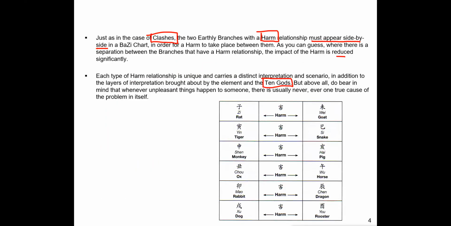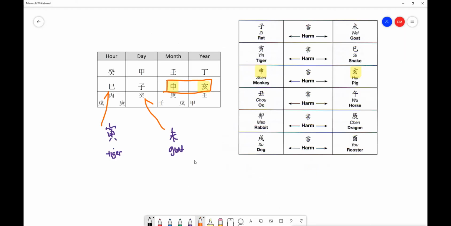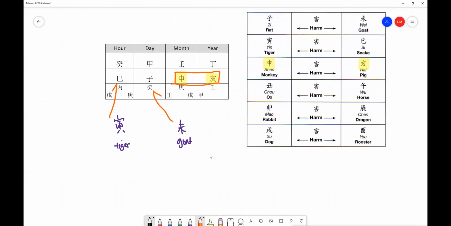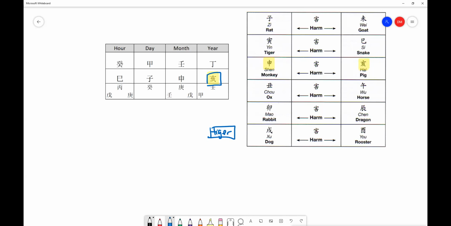Now let's take a look into what harm really is all about, and see whether you need to remember harm or not. Now to understand harm, first of all, you must understand combo. Once you know the combo, then the harm will be very easy to appreciate. First of all, what is the combo of the pig? Pig wants to combine with what? Tiger. Pig wants to combine with tiger.